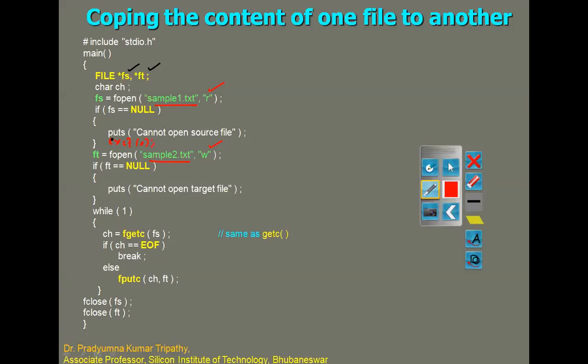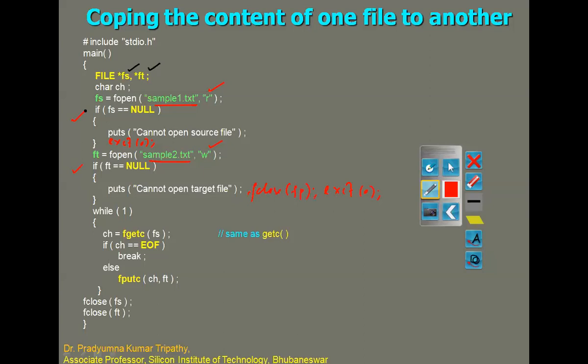If it cannot open the target file, I can close the source file, and I can put exit over here to come out. Correct? So if the target file cannot be opened, the source file is not required, so I will close it and come out. Suppose both files can be opened, source and target.